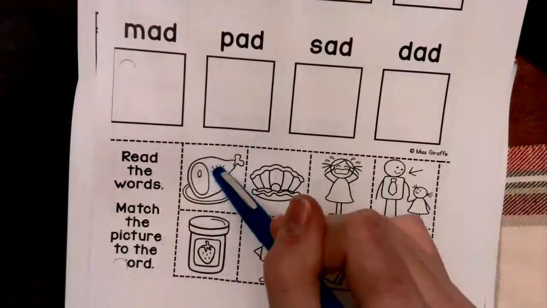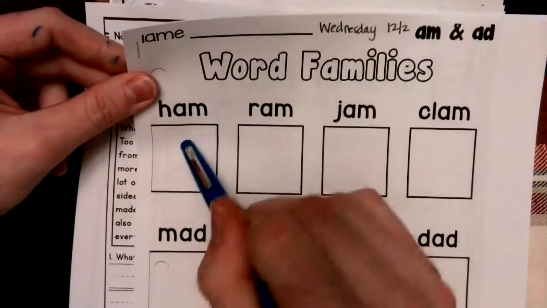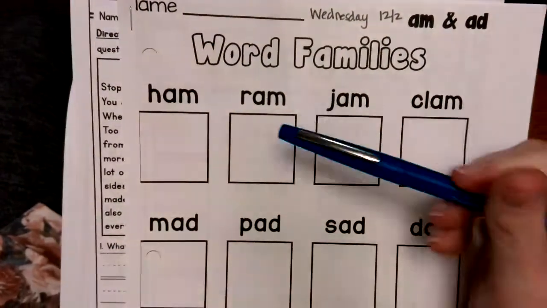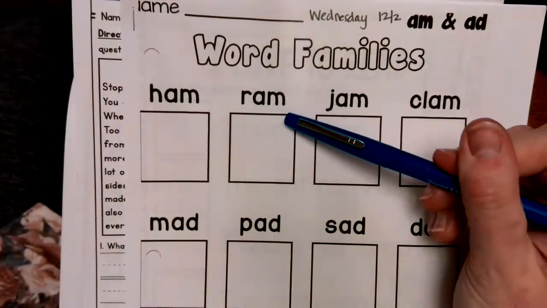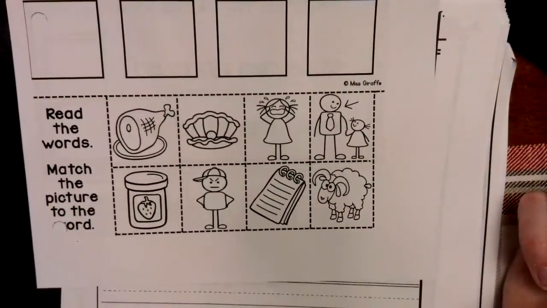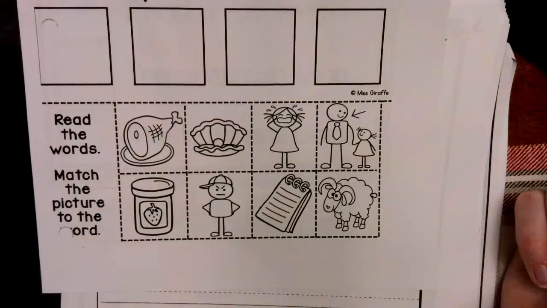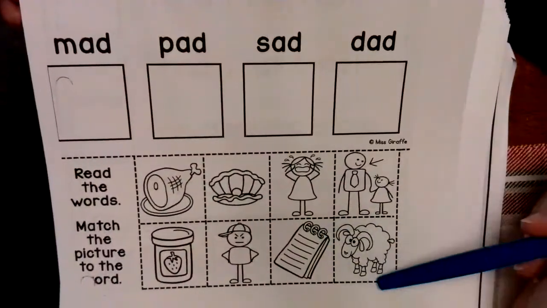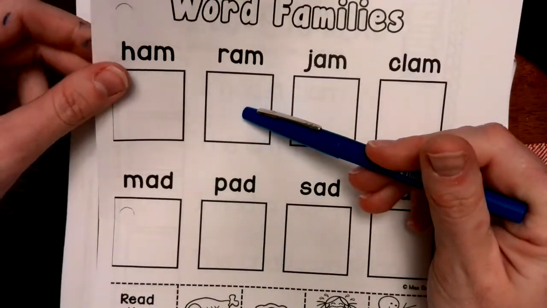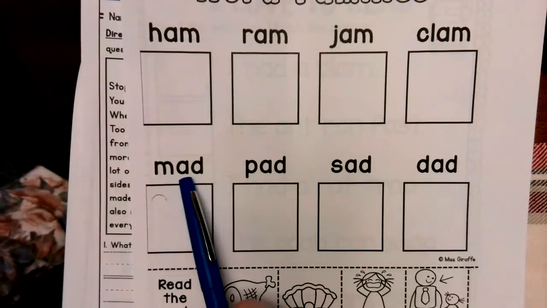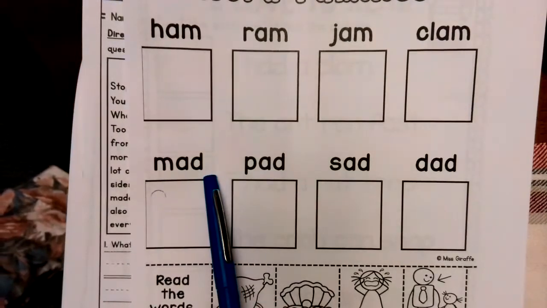And then you're going to take this picture of the ham and you're going to glue it in the box under ham. Okay? The next one is ram. Ram is an animal. Which one of these is the ram? That one would be correct. So once that's cut out, you're going to glue it up here. Okay? And then these ones on the bottom have that D sound on the end.